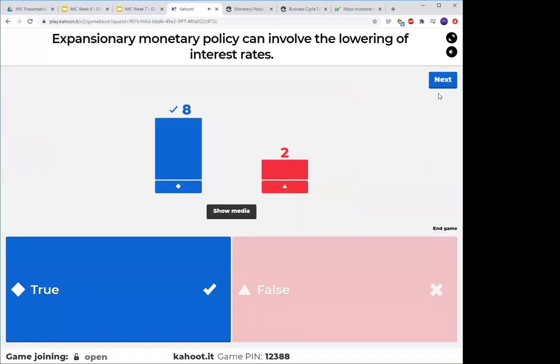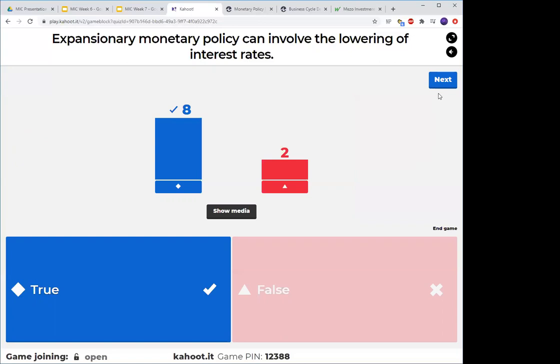All right, good. Yeah, most of you guys got it. This is true. So expansionary monetary policy usually involves the lowering of interest rates, which means that I'm less inclined to put my money in a bank because the bank isn't going to offer as much, because they're going to have lower interest rates. So instead, I'm not going to be saving as much. I'm going to be spending more.